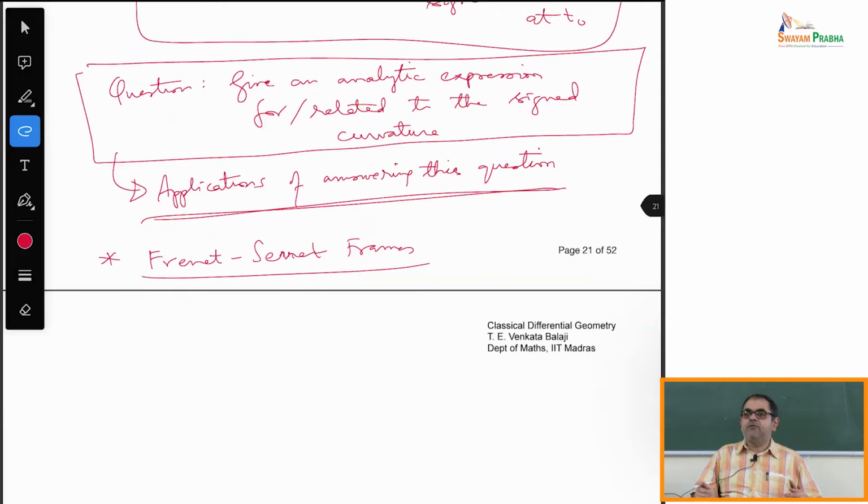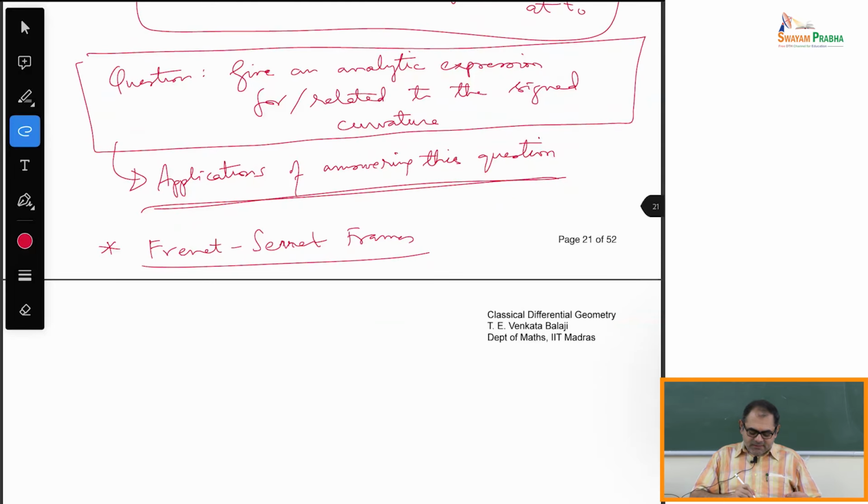So I'll tell you what this is all about. Suppose for the moment, this works for plane curves and space curves, but I'm just doing it for plane curves. So suppose you are moving on a curve. People who do physics study this thing called frame of reference. What is a frame of reference? Basically it's a coordinate system.